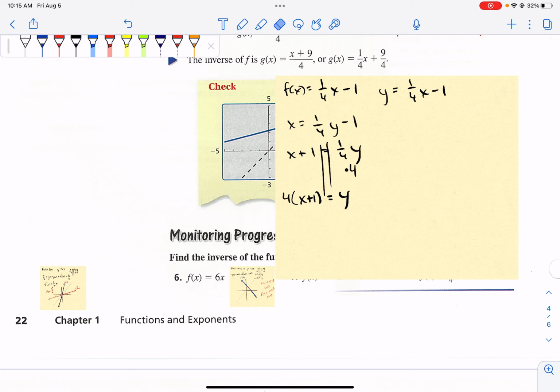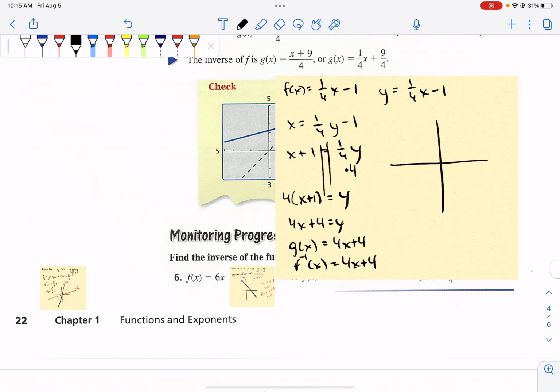Let's go ahead and distribute that 4 to make it easier to graph. 4x plus 4 equals y. So when I write my inverse function, g of x equals 4x plus 4, but we don't like g of x. We like f inverse of x equals 4x plus 4. So let's try graphing these, okay?